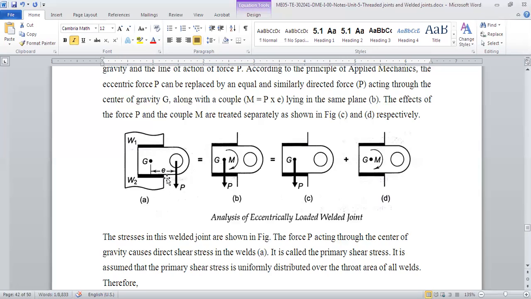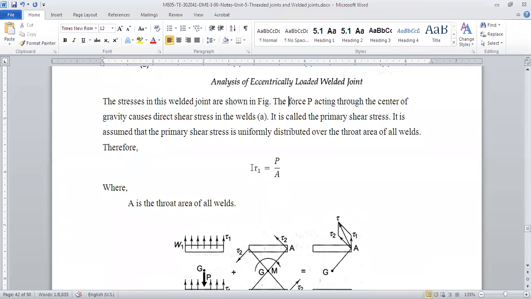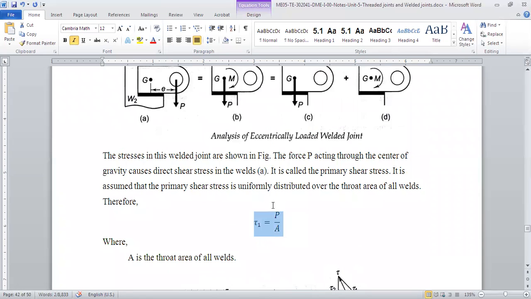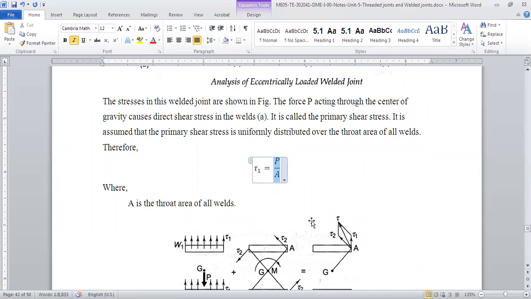But since it is at an eccentricity E, we'll have moment P into E, and we have to balance that also. That moment has to be balanced by the moments in the welds. And we'll see that. Are you clear now up to this point? Because of the eccentricity, we'll have two different types of stresses. One is direct stress because of load P, as shown in C, and one is because of the moment, which will be a secondary shear. So direct shear will be tau equal to P upon A. So direct shear in the welded joint is P upon A. P is the load and A is the area of the welded joint, right? So it is a throat area.